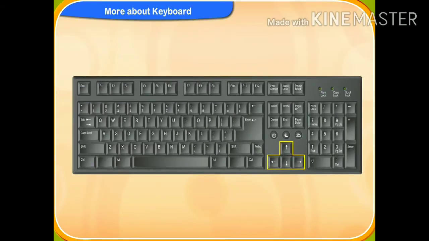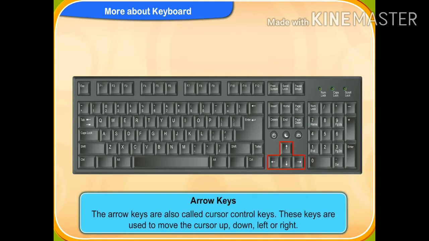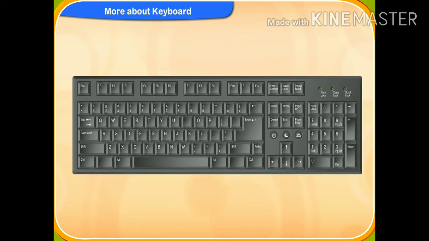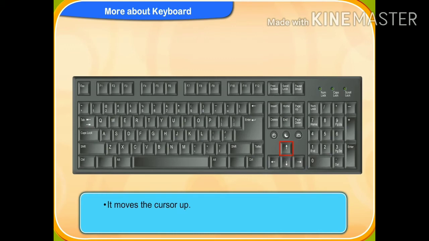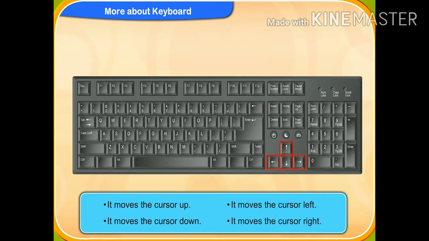These 4 at the bottom are the arrow keys. Aren't they, Kliko? Yes, these are the arrow keys. The arrow keys are also called cursor control keys. These keys are used to move the cursor up, down, left or right. Which arrow key is used to move the cursor up? Yes, look at the keys. This key moves the cursor up. This key moves the cursor down. This key moves the cursor to the left. And this key moves the cursor to the right.